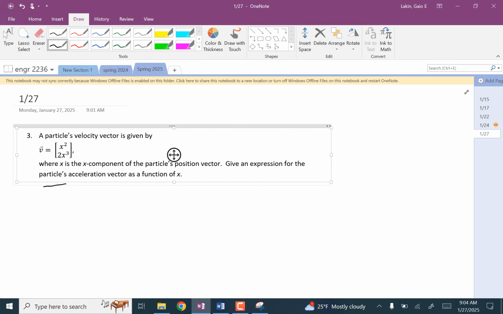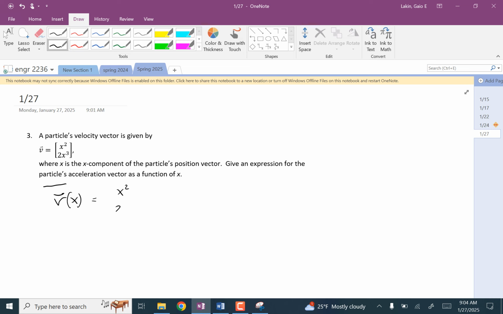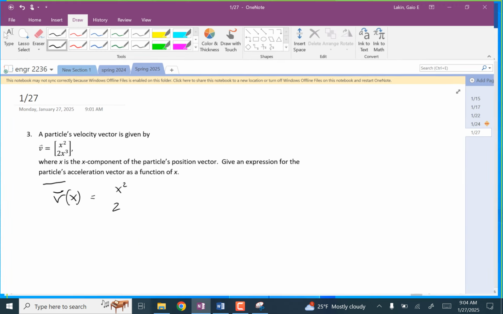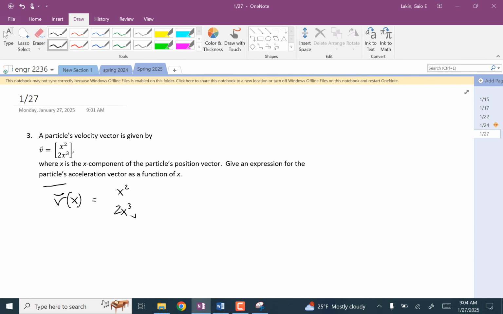So the velocity is a function of the x component of the position. So we have velocity as a function of x is equal to x squared, 2x cubed. Okay, so we don't have the velocity as a function of time. So we're trying to calculate the acceleration vector. We would like to just be able to take the derivative with respect to time, but we can't. Okay, so we've got to use the chain rule.